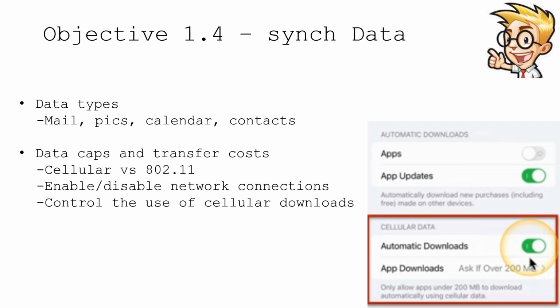As you can imagine, this could be sending or receiving amounts of data at different times. So you have to control how that data is sent over what networks and how. For example, you can configure the system to allow cellular transfers or only allow transfers over faster 802.11 networks. You can also enable and disable different network connections or control the use of exactly how you download when you're on a cellular network. For example, cellular data can be set to automatically download or not download. You can set exactly how much data can be transferred over that network.